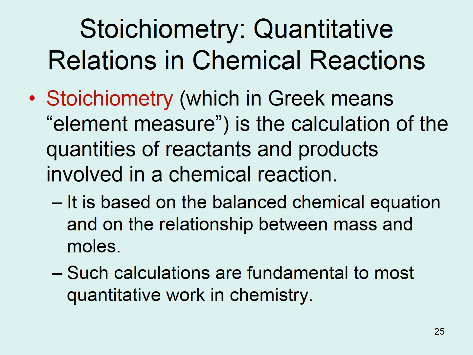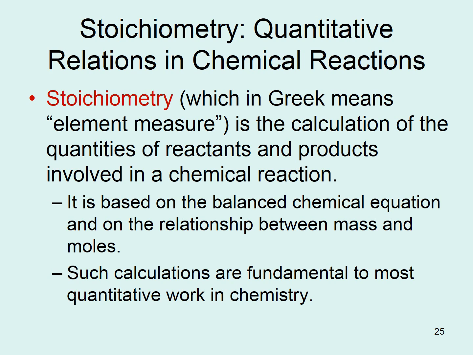Now we're going to get back to our stoichiometry that we started at the beginning of this chapter. Again, stoichiometry is a Greek word that means element measure. It is the calculations necessary to figure out how much reactant or product, or one or the other, is involved in a chemical reaction.